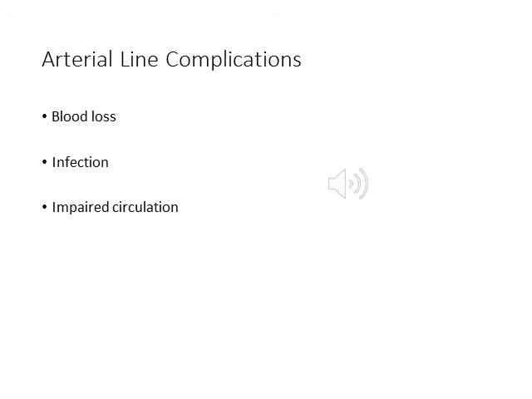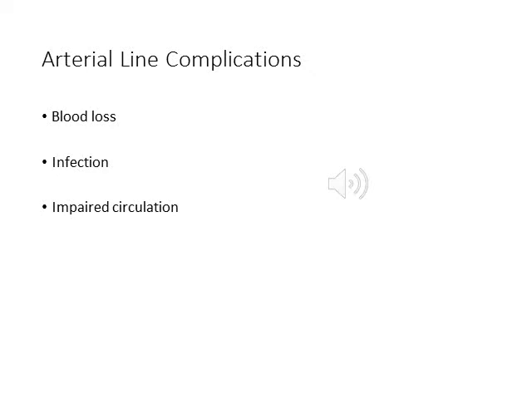Infection is another complication. To reduce the risk for infection, we need to make sure that sterile technique is used for insertion, along with when we're caring for the site. We also need to use a closed system for blood sampling, because that will maintain the integrity of the system, where you don't have to open it every time to get blood samples.